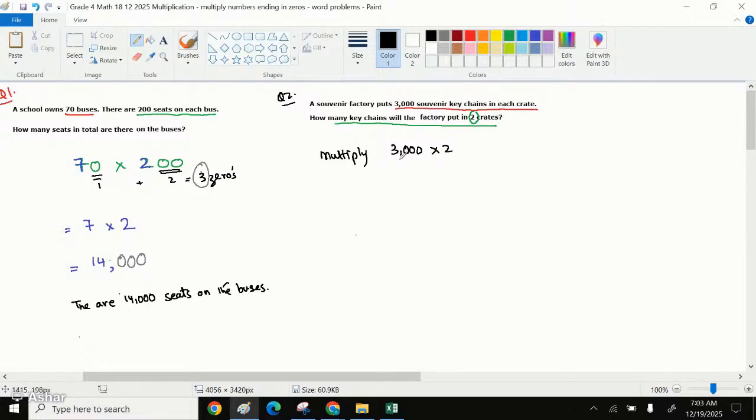When we multiply 3,000 by 2, can we count the number of zeros? 3 zeros over here. There is no zero in the 2. That means there are a total of 3 zeros. So we take 3 from the 3,000 and 2 from the number of crates. 3 multiplied by 2 is 6. And we bring the number of zeros. How many zeros were there? There were 3 zeros.